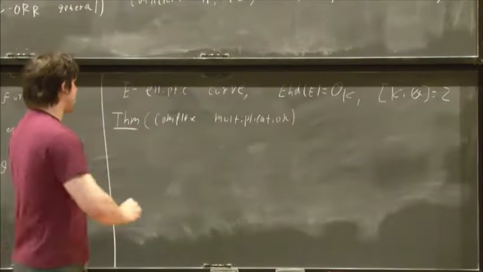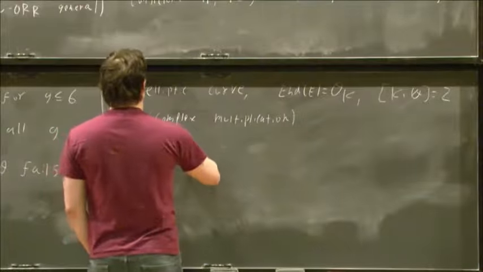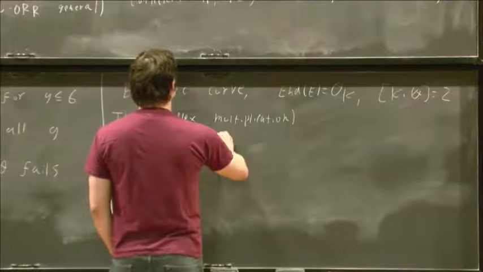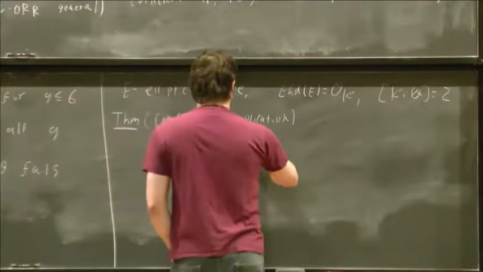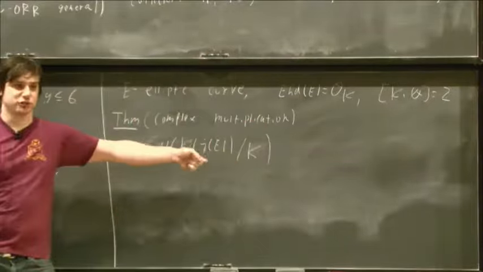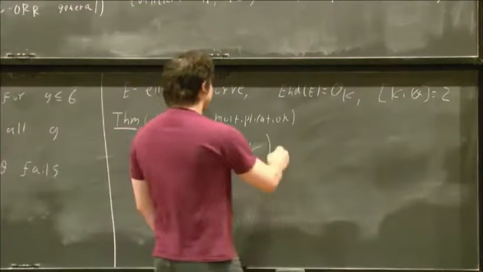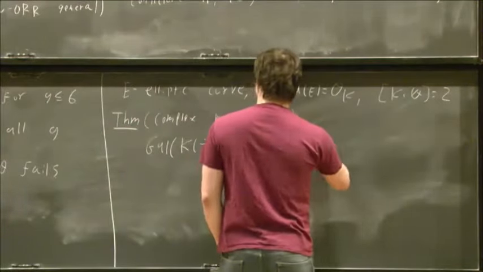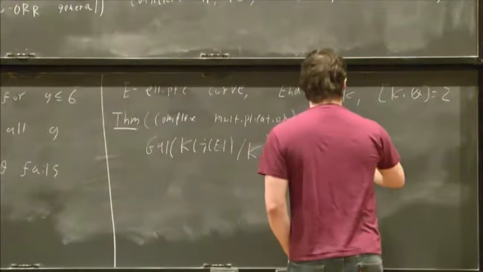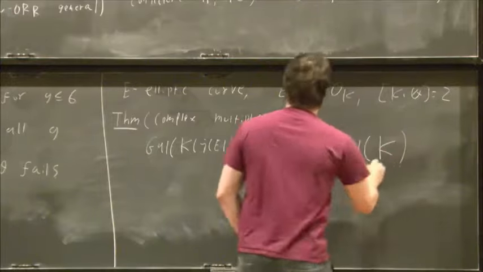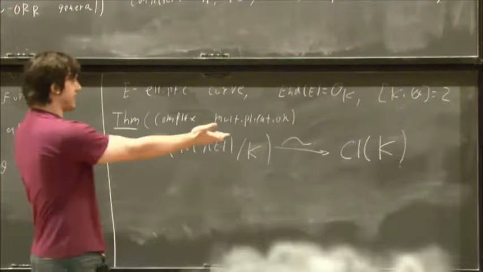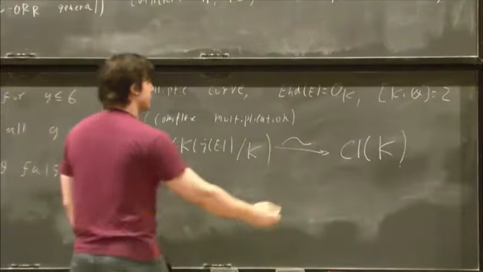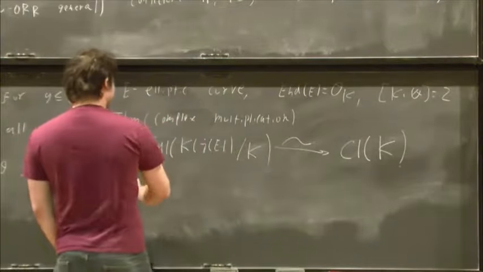And it says the following thing: first of all, if you look at the j-invariant of E and you add it to K, then you get something which is Galois over K, which a priori is not clear. And moreover, this group is isomorphic to the class group of K. OK, so somehow this Galois orbit in this one-dimensional case has this very classical interpretation. This is an object that people know and love.